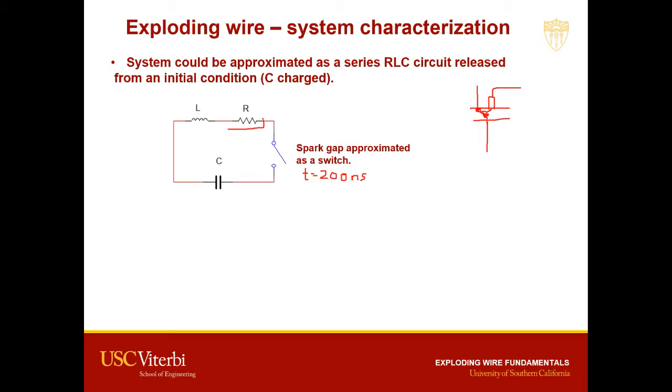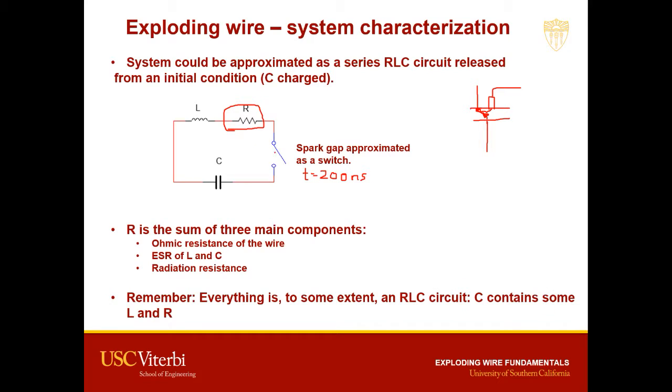So the resistance of the circuit is comprised of many components. We would like it to be only the resistance of the wire itself, but in fact, all of the other components have their own resistance, and this is called the ESR, which stands for equivalent series resistance. The inductor and the capacitor will have their own ESRs, and we hope that they are small in relation to the resistor, and indeed they are on the order of less than 10% of the value of the resistor itself.